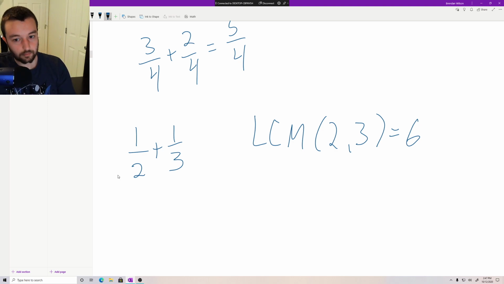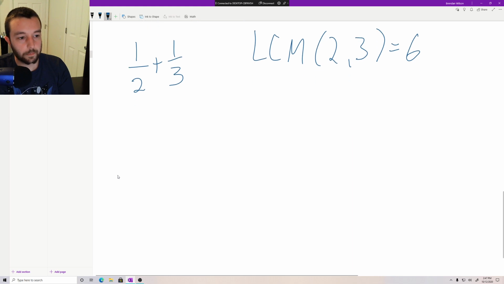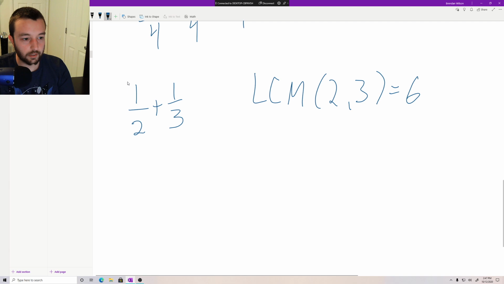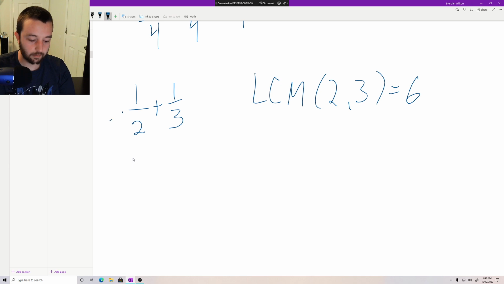Okay. So we need to make the denominator of both of them 6. So now we have to change both of them. So we have to think, okay, what should we multiply 1/2 by so that it has a denominator of 6? Well, right now it has a denominator of 2. So what do we need to multiply 2 by to get 6? And the answer would be 3.